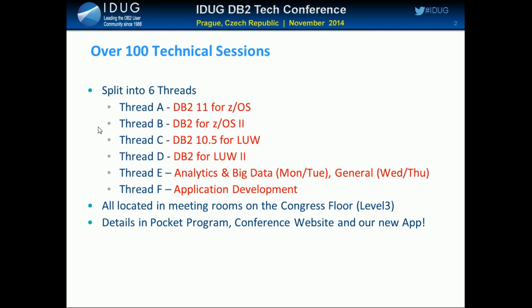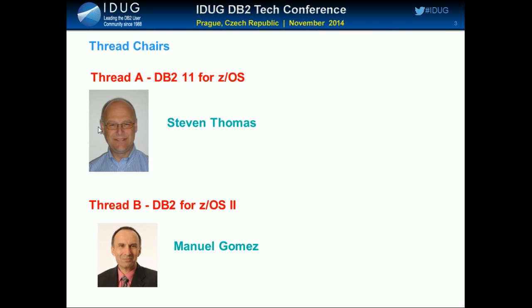All sessions are located in meeting rooms on the Congress floor level 3. So all sessions, all threads this year are on one level, so it will be pretty easy to find your sessions and your rooms. The details for each session are located in the Pocket program, on the conference website, and on our new mobile app, which you can download from the IDUG website.